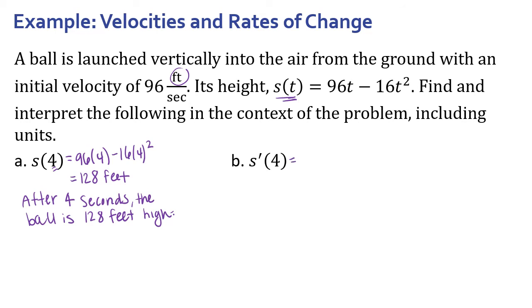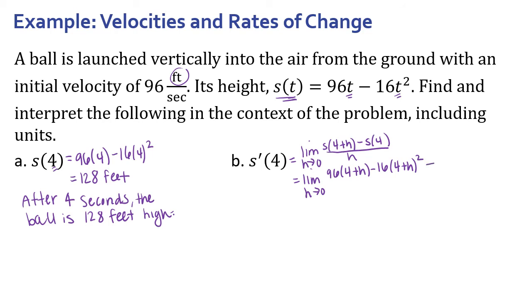So if we were to do that, let's go through this formula: the limit as h approaches 0 of s of 4 plus h minus s of 4, all over h. So the limit as h approaches 0 of, if I substitute in 4 plus h here, I'm going to get 96 times 4 plus h minus 16 times 4 plus h squared, minus s of 4, which I just found was 128, all over h.